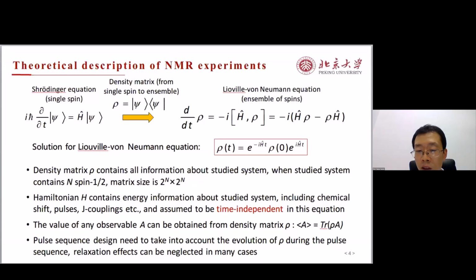The Hamiltonian contains the energy information of the system, like chemical shift, radio frequency pulses, and J couplings. In this equation, it's assumed that the Hamiltonian is time independent. If we want to know the value of a certain observable, then we can calculate it based on the density matrix according to this equation.